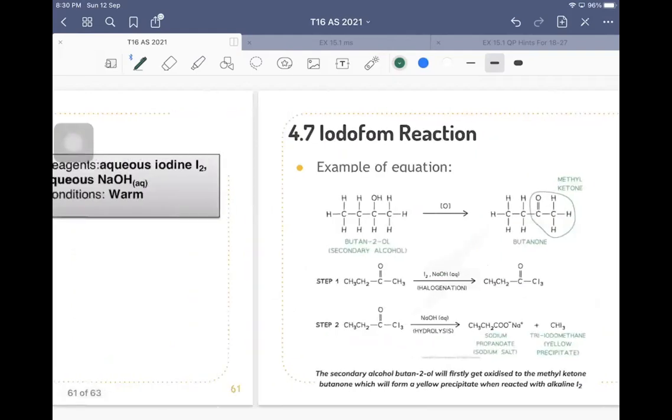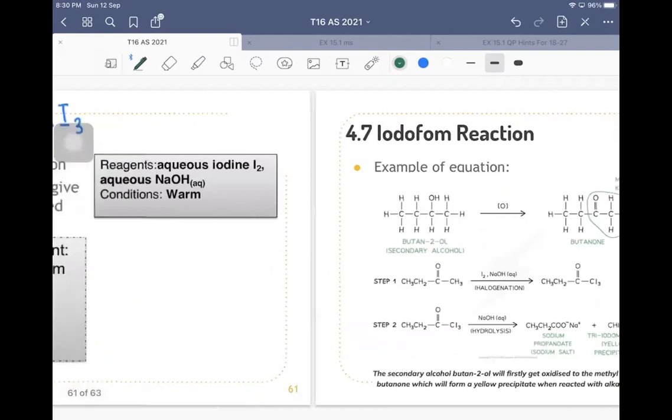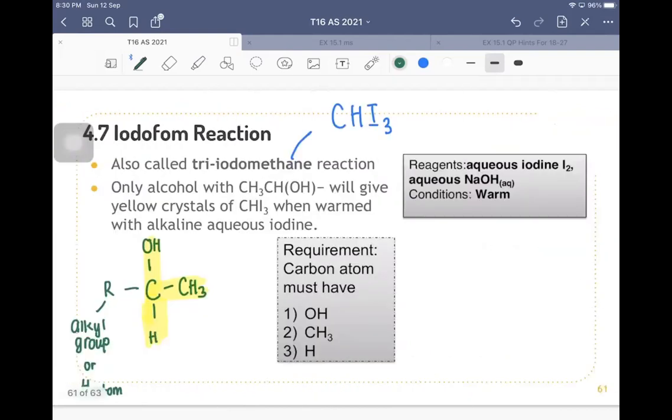So if you look at the structure, your methyl group has to be next to the carbon attached to the hydroxy group. Okay, so methyl group next to carbon attached to OH.